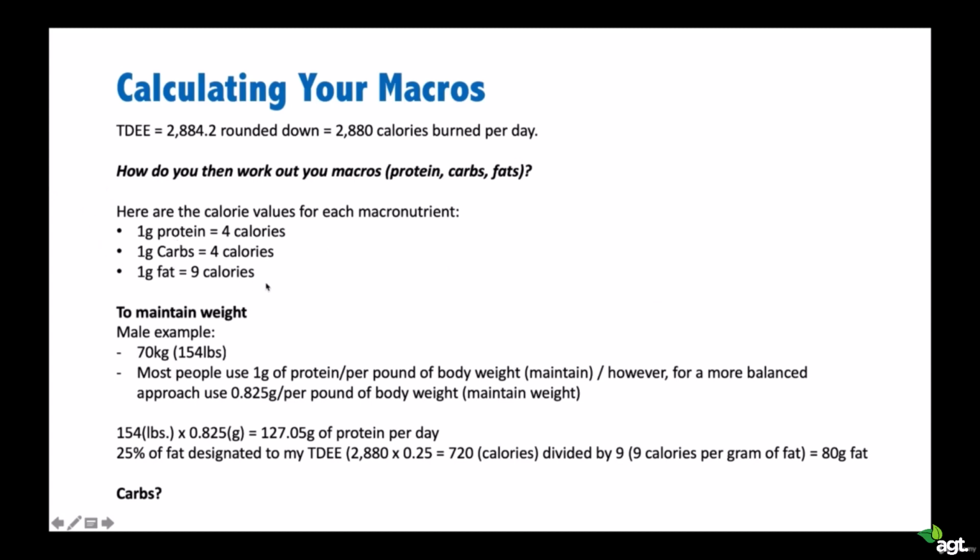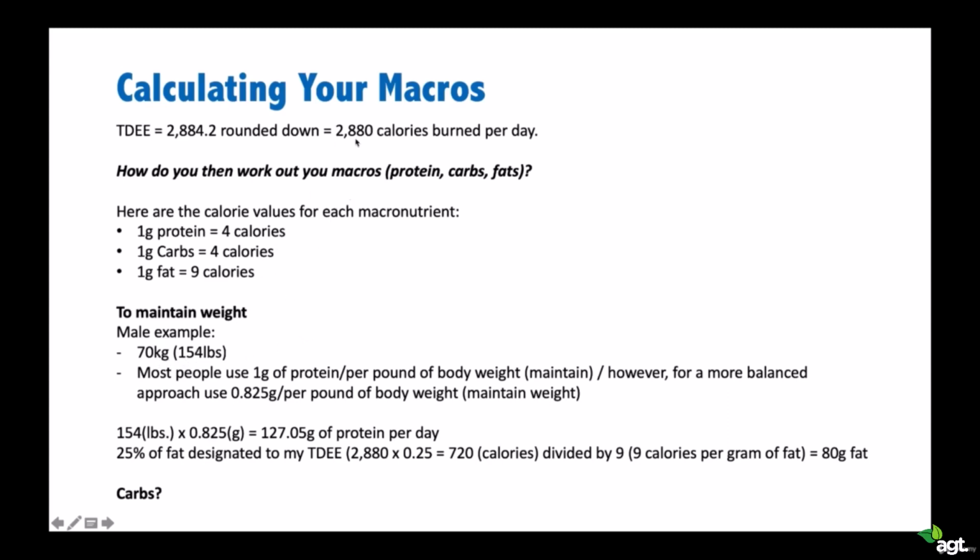This is always good to have in sight so we understand the concept of protein, carbs and fats, because this is important. So these are the calorie values of each macronutrient. So for every gram of protein there's 4 calories, for 1 gram of carbs there's 4 calories, and 1 gram of fat there's 9 calories. In this example, I'm going to show you guys how this guy should maintain weight. So we said before, this guy weighs 70 kilos.